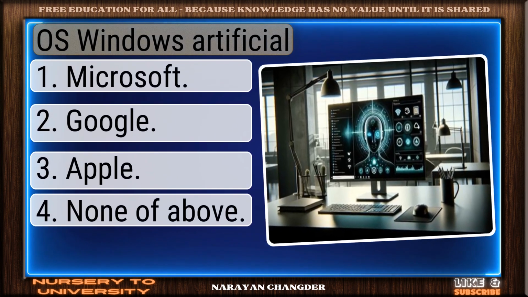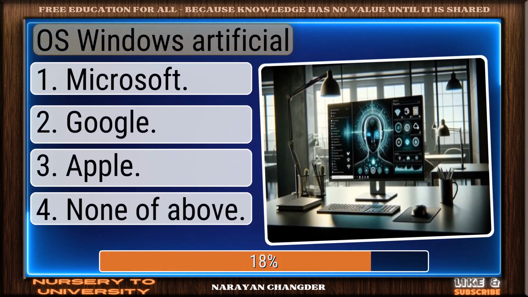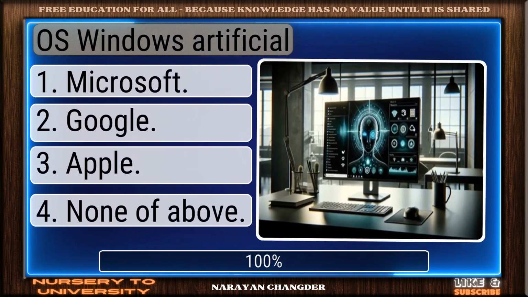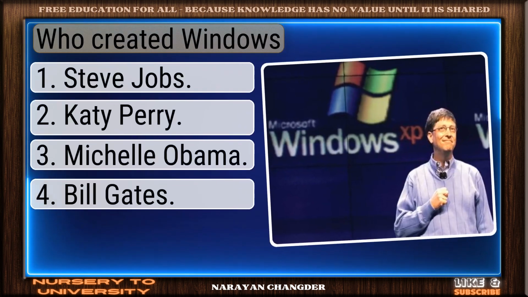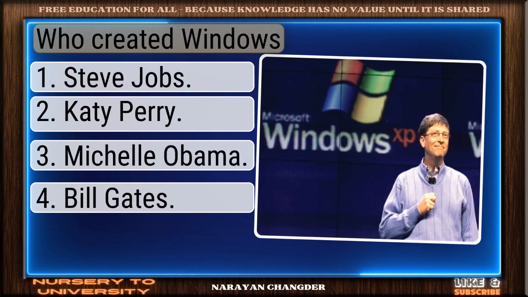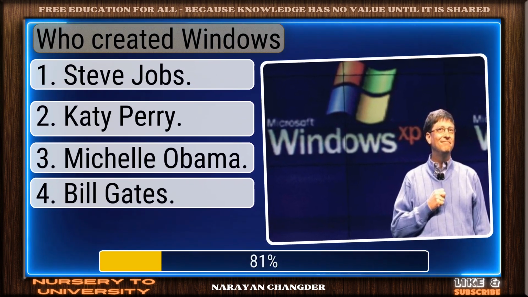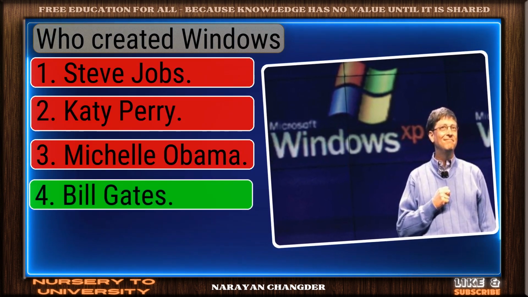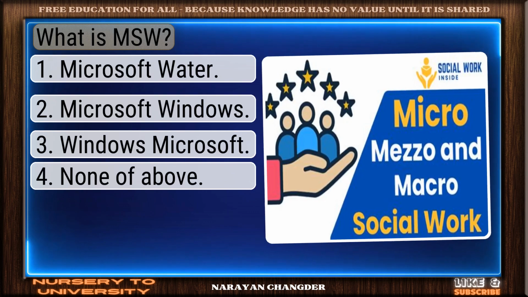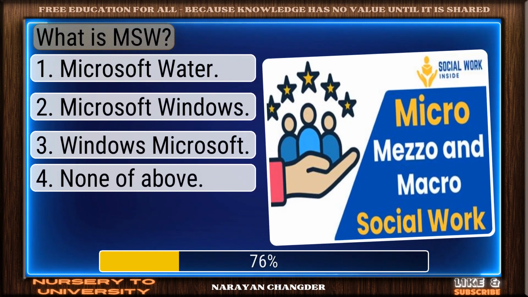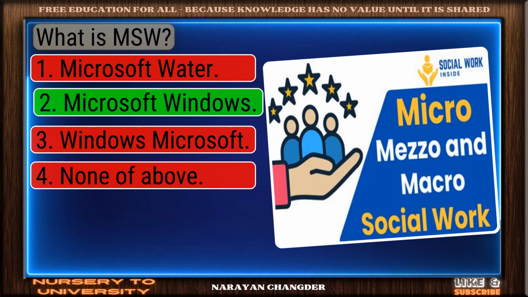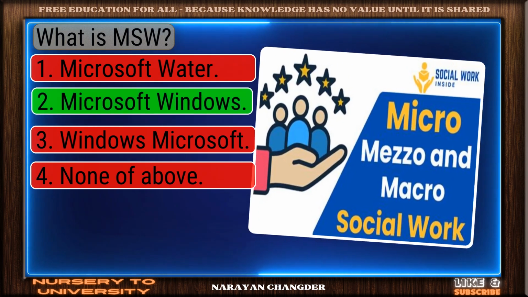Question number 78. Is Windows artificial? Smart pick. Microsoft is the correct choice. Question number 79. Who created Windows? Correct. Bill Gates is the right answer. Question number 80. What is MS Windows? Bravo. Microsoft Windows is the answer.